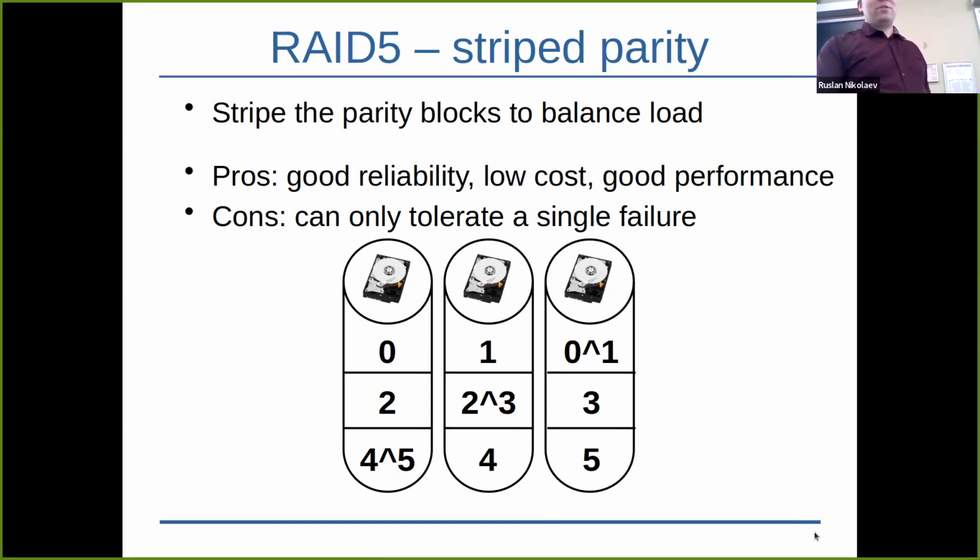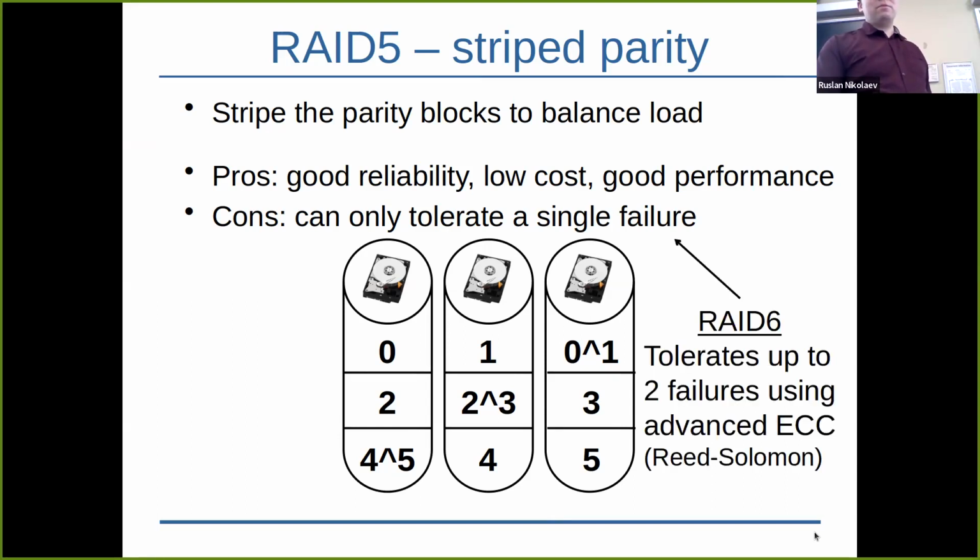So in that sense, it tries to combine the best from everything, right? But the problem is still just one failure. So there is one variation, RAID 6, which will tolerate up to 2 failures by using more advanced error correction codes. That's just a variation of that.